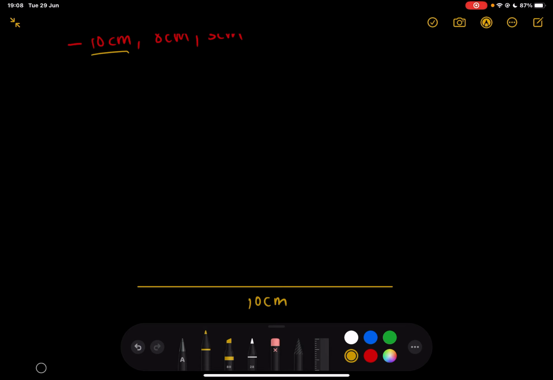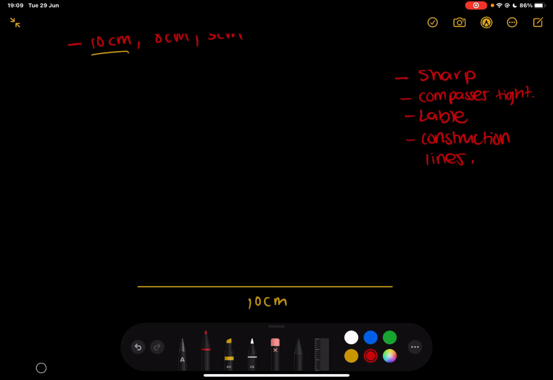Now take out your compasses and make sure that your pencil is sharp and your pair of compasses are tightened, right? Okay. And remember to always label and to leave your construction lines in because they give marks for that. I will tell you what construction lines are. But yes, so you've drawn the 10 centimeters, right?